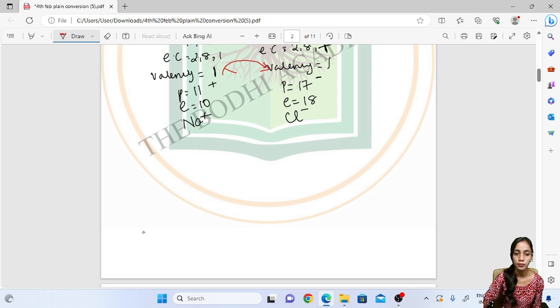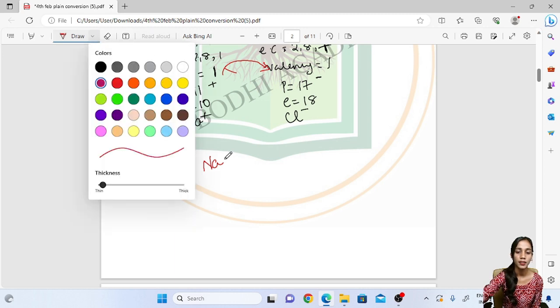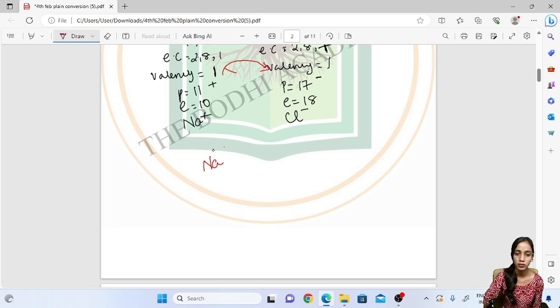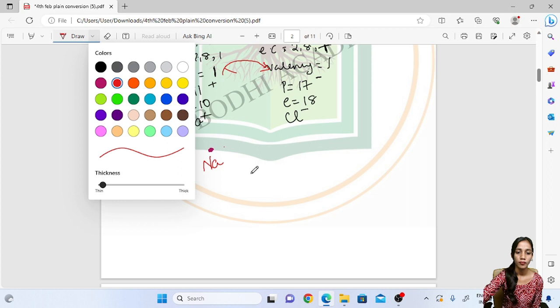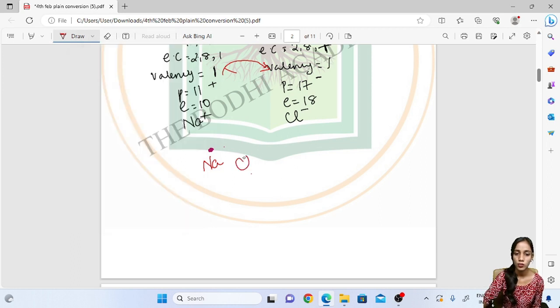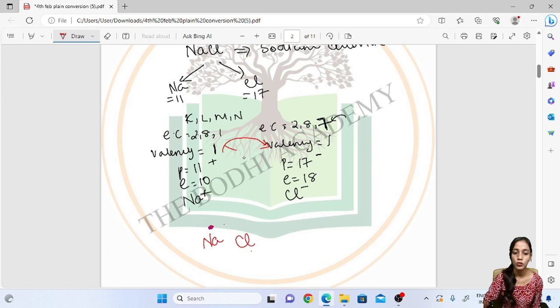It is represented as follows: first we write Na. Sodium has one electron, and here we represent just the last shell, the valence shell. The one electron present in the last shell of sodium is represented by a dot. Next is chlorine. The last shell of chlorine has 7 electrons, so we represent them in the form of crosses, 7 of them.